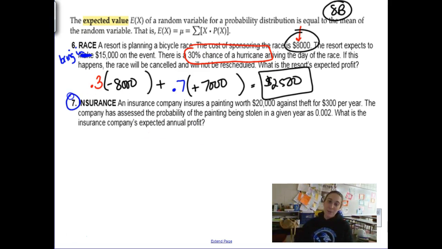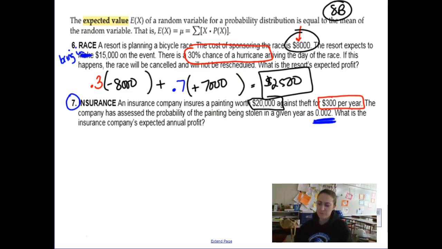This is a great problem, though, because this is what actually happens in life. So an insurance company insures a painting worth $20,000, meaning if it's stolen, they'll say it's worth $20,000, and they will hand their customer a $20,000 check. But the customer has to pay $300 per year for their premium for their insurance. So they've done the math and they've calculated that the probability that it's going to get stolen is 0.002.